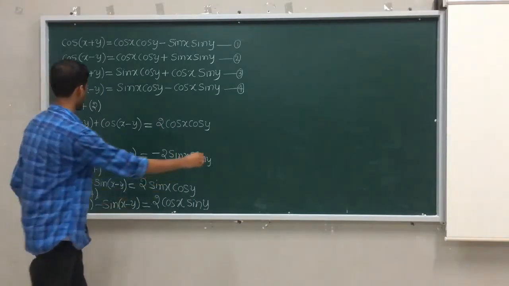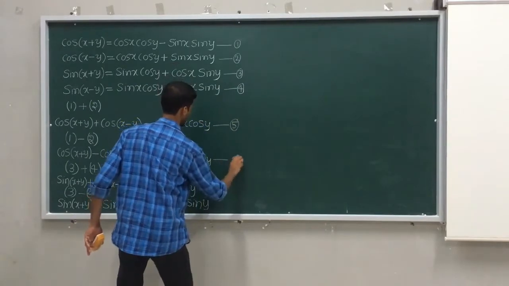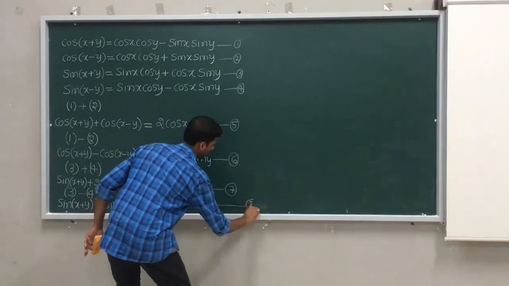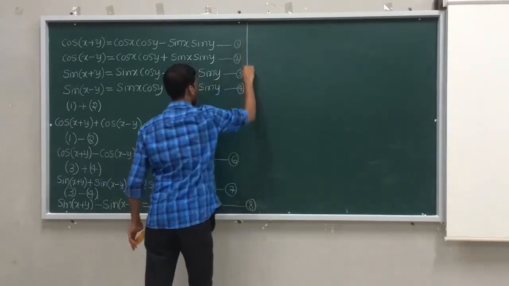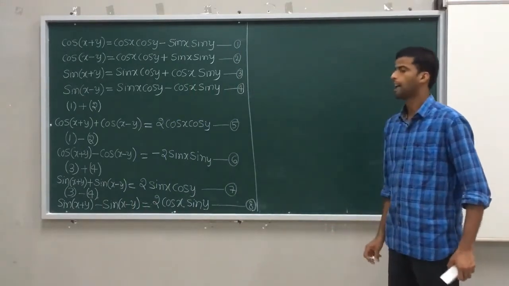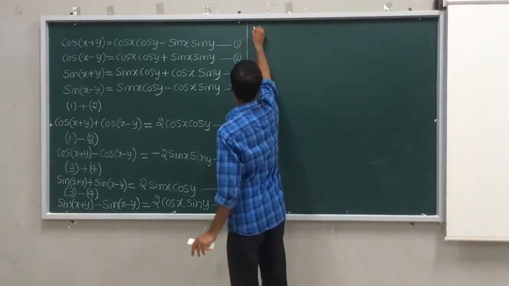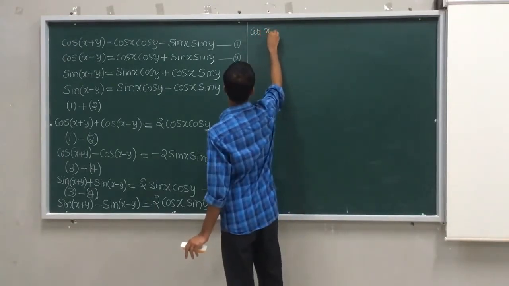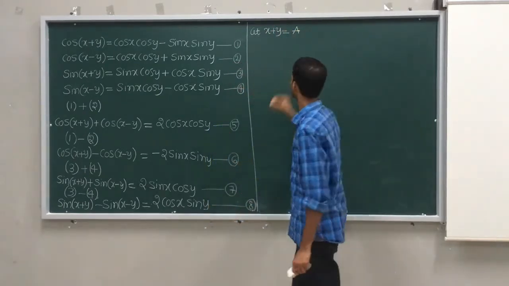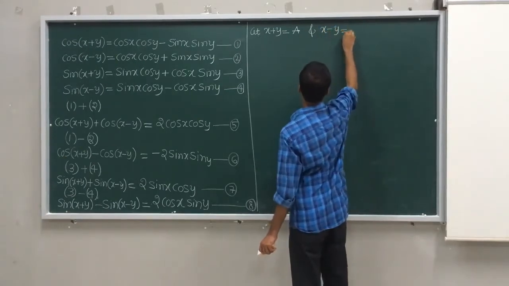Now you wonder what I will do with this. Let me take this as 5, this as 6, this as 7, and this as 8. I have named these equations. Now what I will do here is, let x plus y be equal to a and x minus y equal to b.